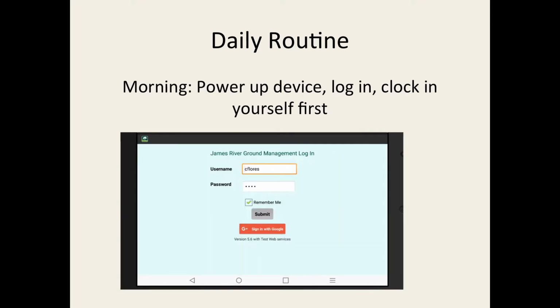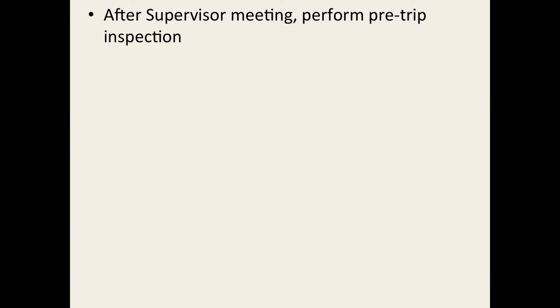In the morning, the supervisor picks up the tablet that has been stored in the off position overnight, powers it up, logs into the app, and clocks himself or herself in. After the supervisor's meeting, proceed to your vehicle for the pre-trip inspection. This inspection should be completed prior to your clocking in your crew.